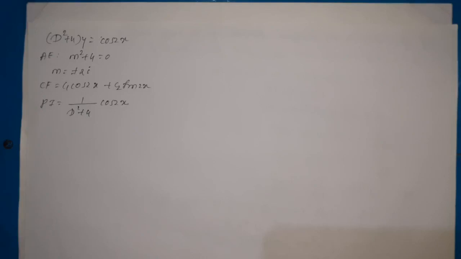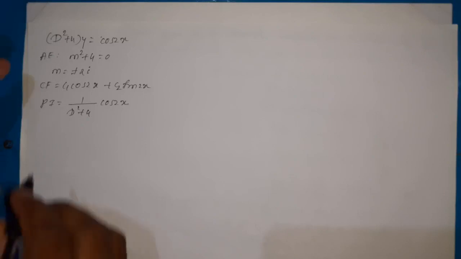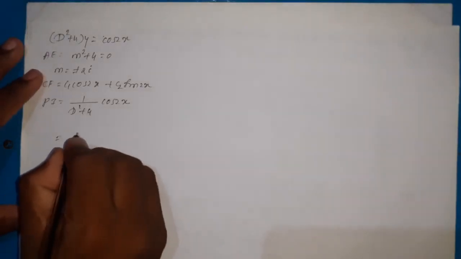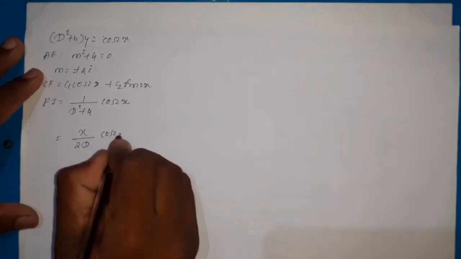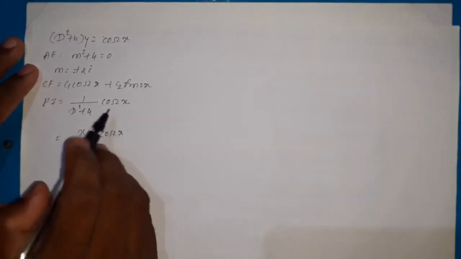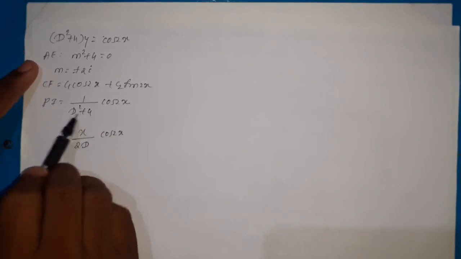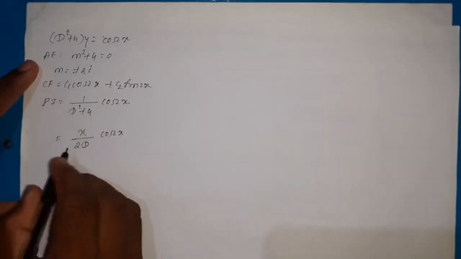So here a is equal to 2, then D square is minus 4. So here the D square plus 4 becomes 0 for D square equal to minus 4. Hence it is the case of failure. Therefore this is equal to x divided by 2D into cos 2x, because the denominator becomes 0 for D square equal to minus 4.